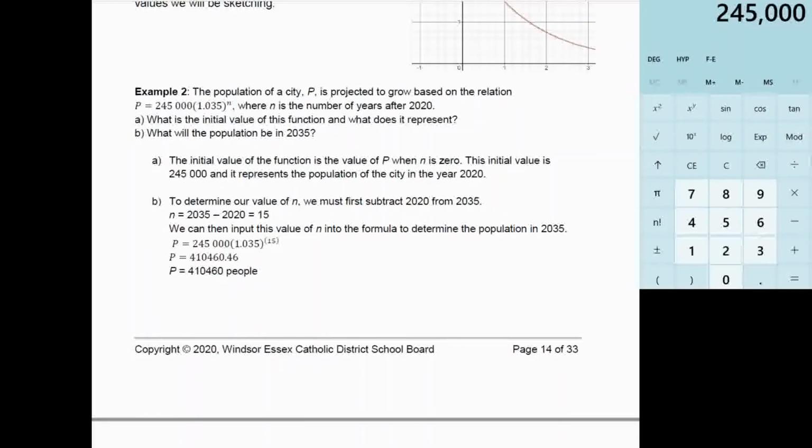To find out what the population is going to be in 2035, we have to figure out what our n is going to be first. So if we do 2035 minus 2020, we end up with 15. So we're looking at a 15-year increase. So I multiply that initial value by this growth factor to the power of 15, and I end up with a number of 410,460. I would round that, and in this case I'll round it down. That's how many people we have in terms of our population in the year 2035.